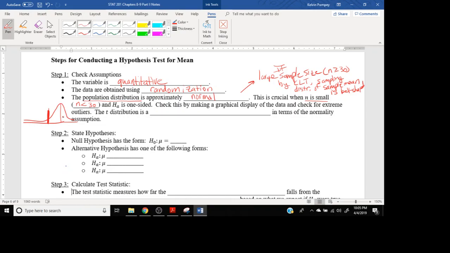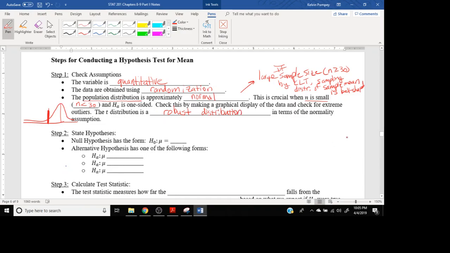All right. Now, I said all of that stuff about normality. I do want to talk about a new concept that we hadn't discussed before. The t distribution, which is that t statistic, which is a bell-shaped curve centered and symmetric about 0 that has thicker tails than a normal distribution. That distribution is a robust distribution in terms of the normality assumption.